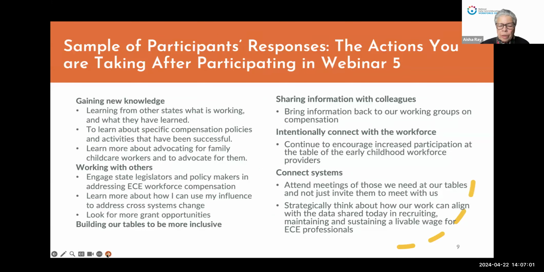work. They're also focusing very much on working with others, including engaging state legislators and policymakers in addressing issues of early childhood workforce compensation, also learning more about how they can influence and address cross-systems change, also beginning to build new tables or to make old tables more inclusive, focusing on sharing information with colleagues and bringing it back to those they work with, and intentionally connecting with the workforce, as we have discussed many times, an incredibly important part of this work to change the policies that have shaped and really disadvantaged our early childhood workforce and to create new policies that benefit them.